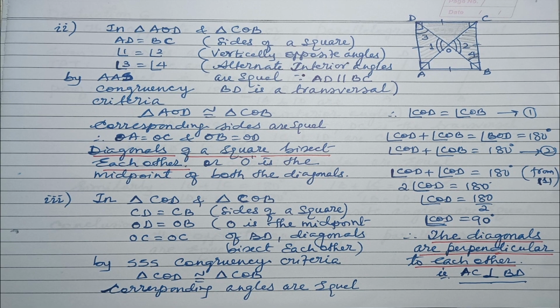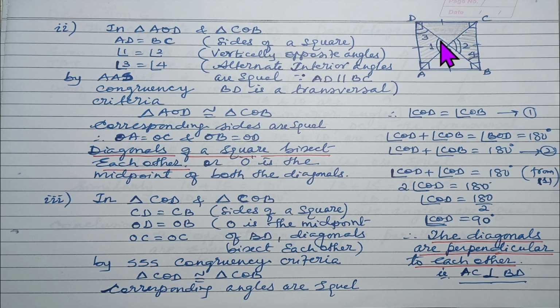Now coming to the second property which we have to prove, we have to prove here that the diagonals bisect each other. We have to prove that the diagonals of a square bisect each other, or O is the midpoint of both the diagonals. Now I have redrawn the square here to understand easily. So we have the square ABCD here. Now let us consider the two triangles here, the triangle AOD and COB.